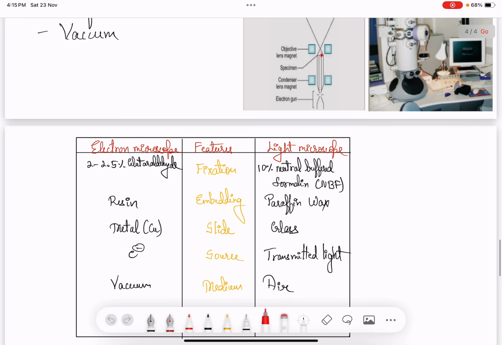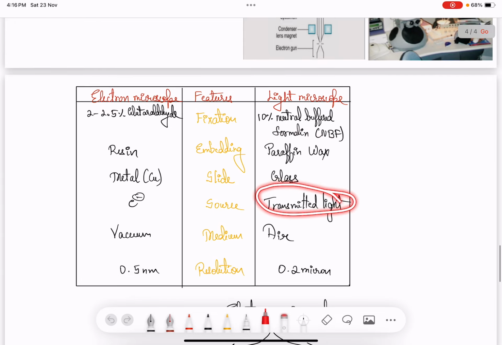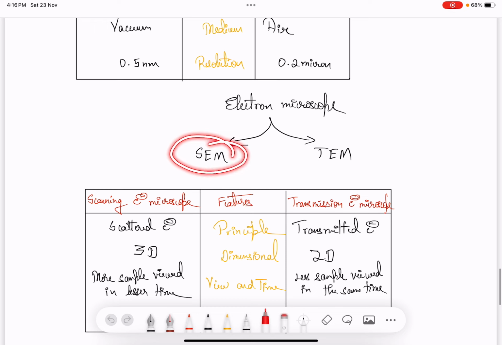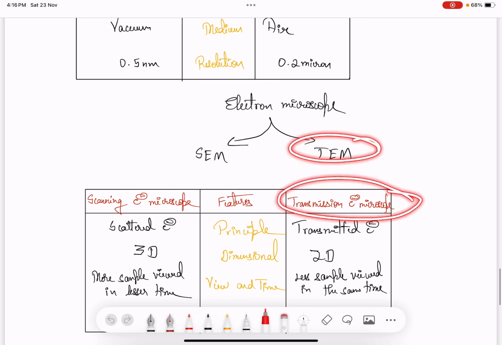Next, fixation. Fixation is done in the light microscope by 10% neutral buffered formalin, but in the electron microscope it is 2 to 2.5% glutaraldehyde. Embedding is done in resin for the electron microscope, and for the light microscope it is paraffin wax. Next, coming to electron microscope types. What are the types of electron microscope? That is SEM and TEM. SEM is scanning electron microscope, and TEM is transmission electron microscope.